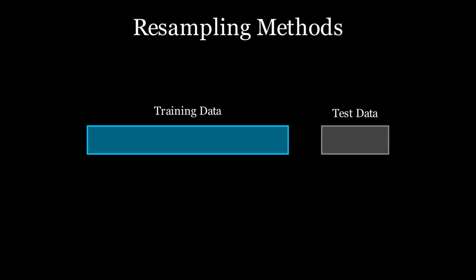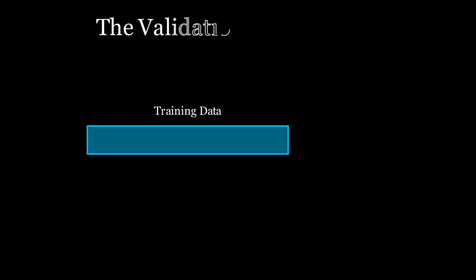In many real-world applications, we often don't have access to separate test data. Resampling techniques are methods that involve drawing samples from the training data and refitting the model of interest on different samples within the training data. One of the simplest resampling methods is the validation set approach.